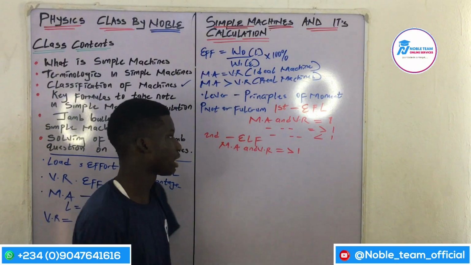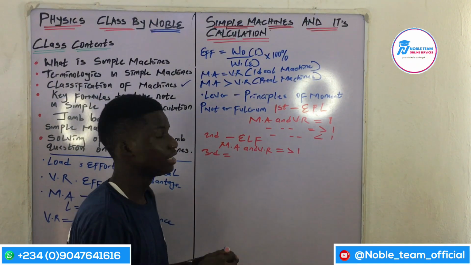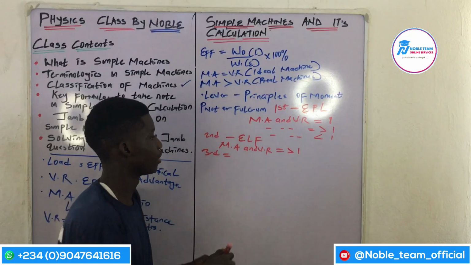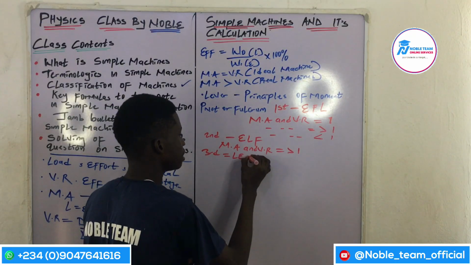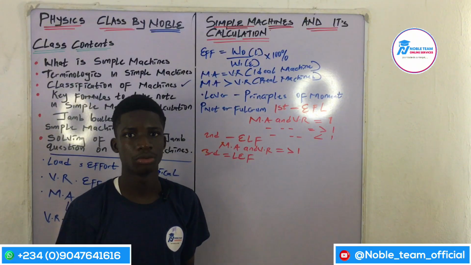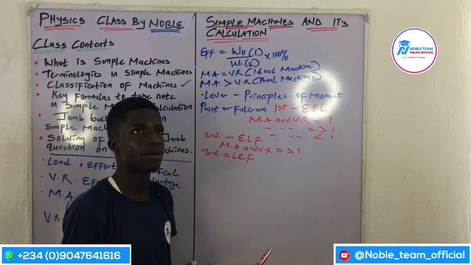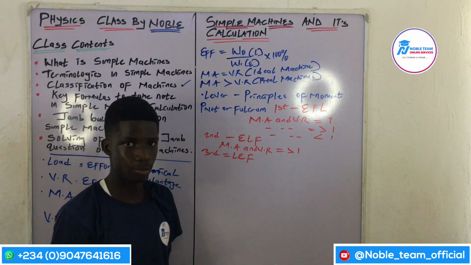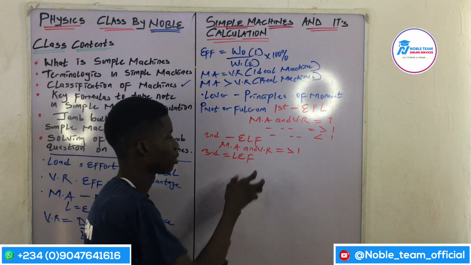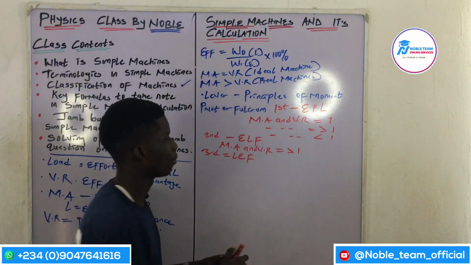Now in third class lever, the effort is between the load and the fulcrum. Now example of it is the broom. Do you understand? Example of this particular thing is the broom. Let's take broom for example. Yes, because we normally do this, but before that, just take note that MA and VR is less than 1.